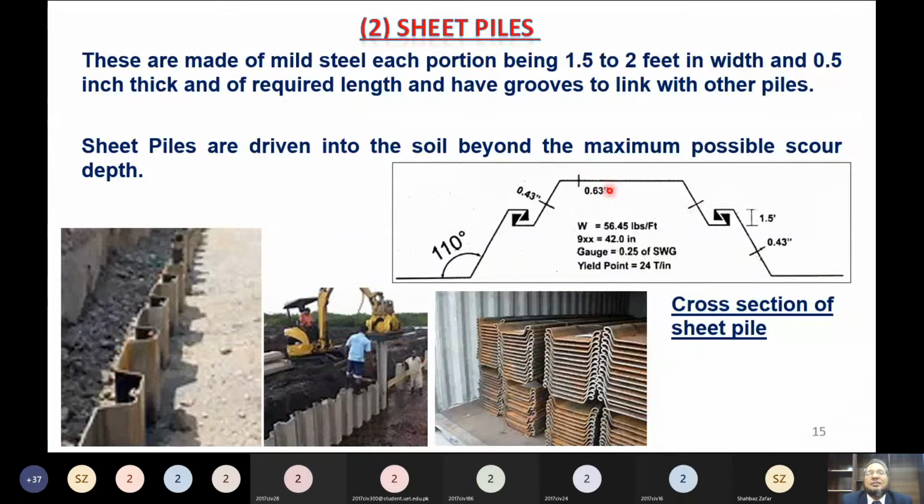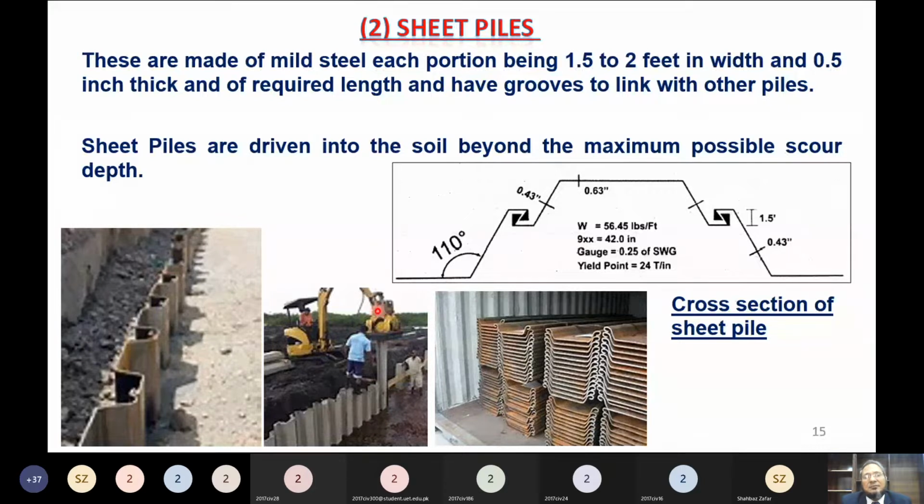They have the required lengths and have grooves. Here they have grooves for interlocking, as there should be no leakage. So these are the stacks of manufactured sheet piles you can see here, and here you can see these sheet piles are being driven at the appropriate location for the construction of barrage. And here you can see how this sheet pile is being driven through hammering.